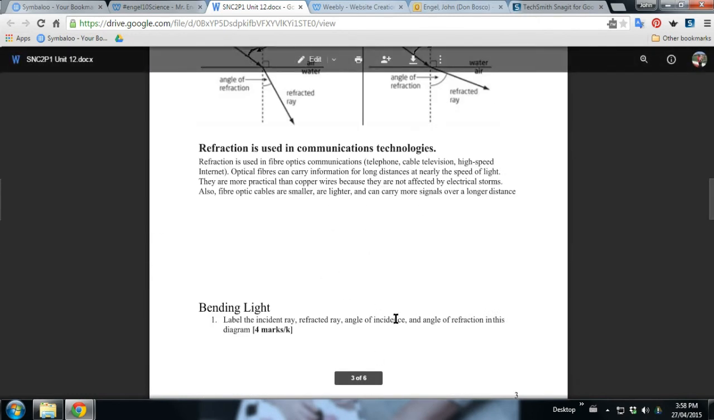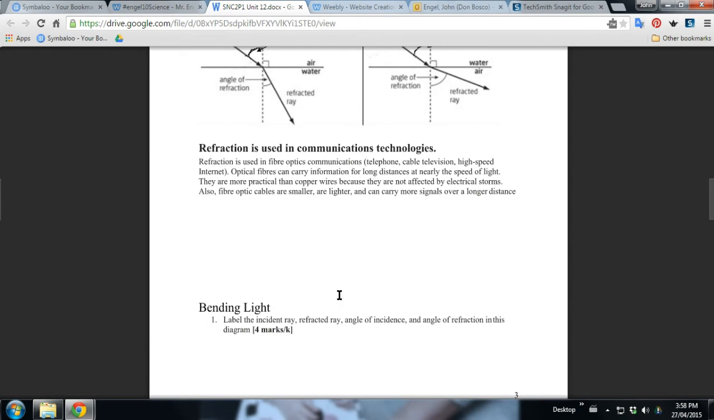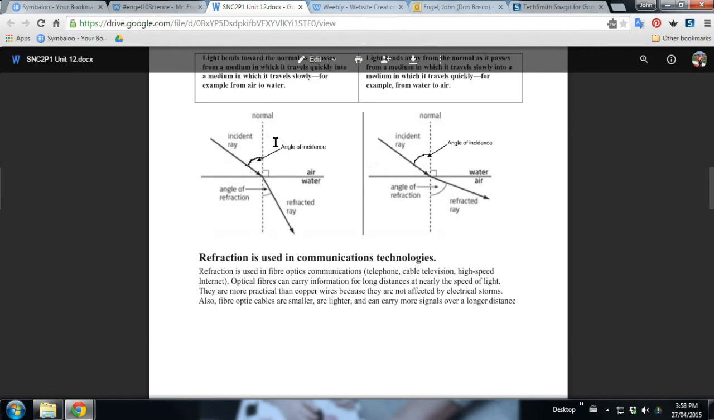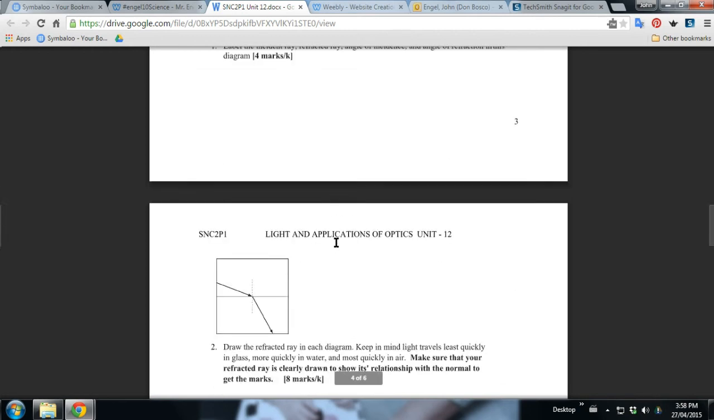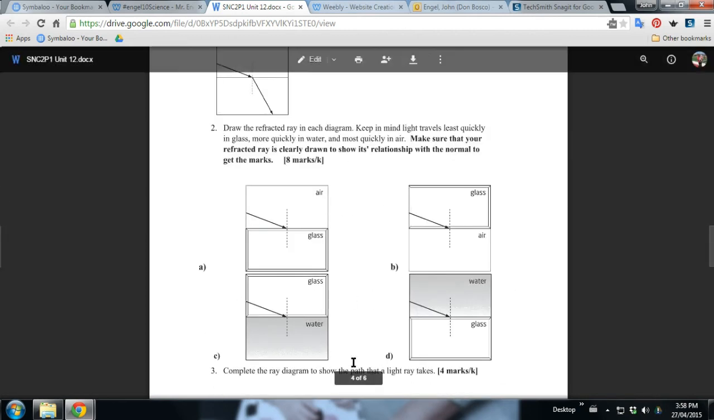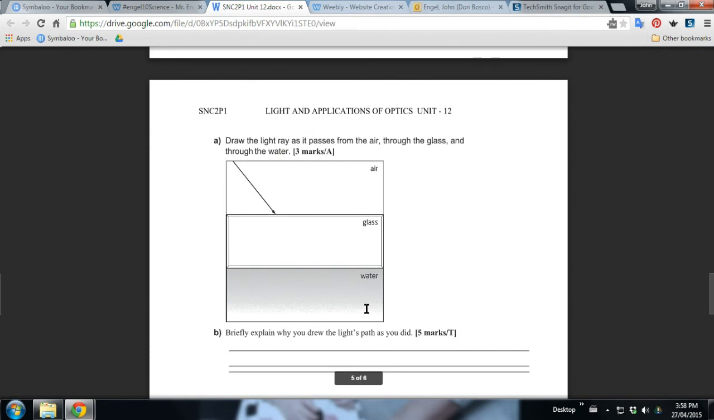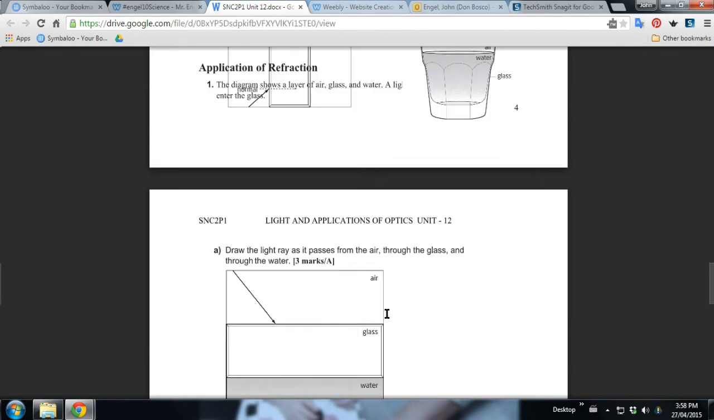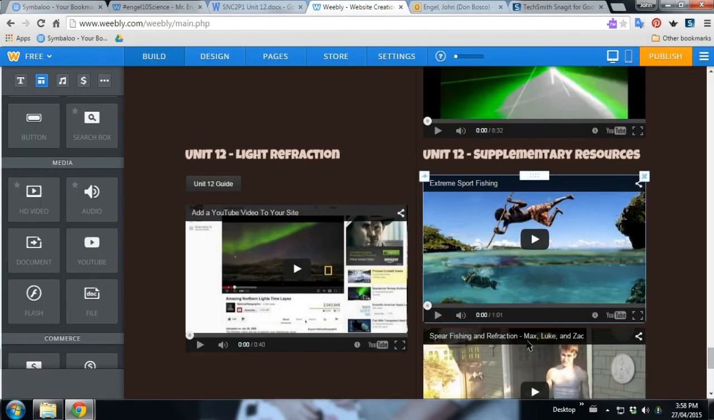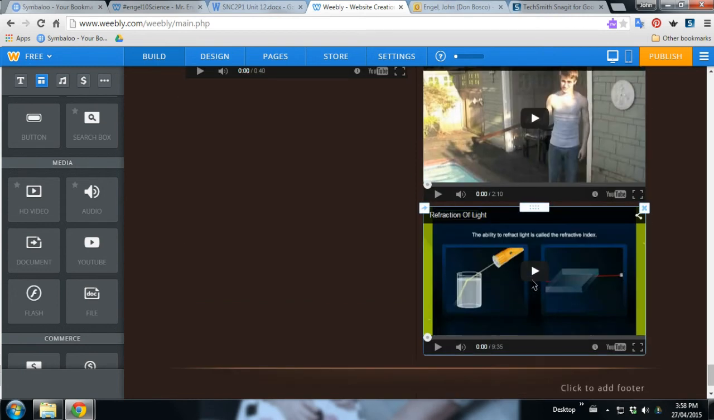Then you have these worksheets that we need to do, where we're going to be labeling a diagram of light traveling through air and refracting through water. Then we have these questions here. So it's a very, very short unit. Don't miss class. We're going to watch these videos together so we can get our head around refraction.